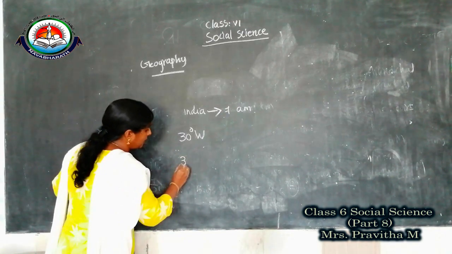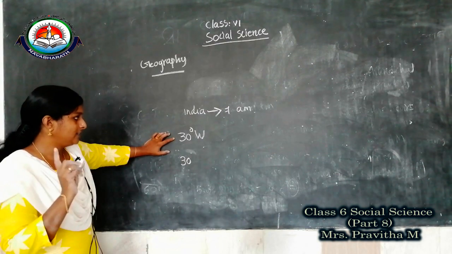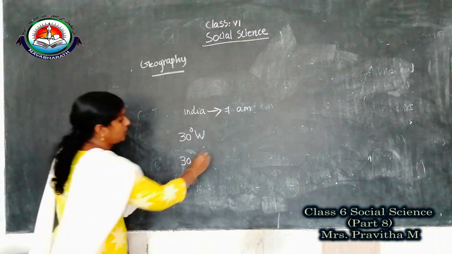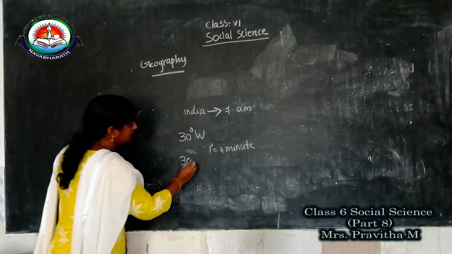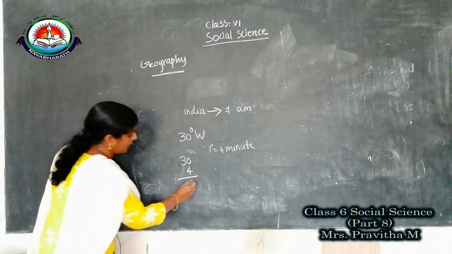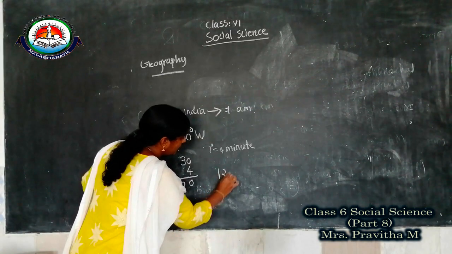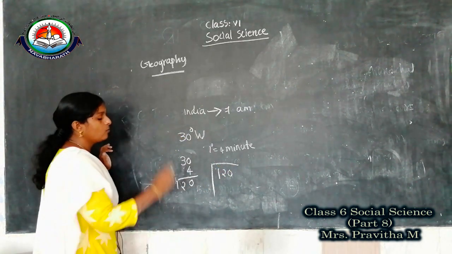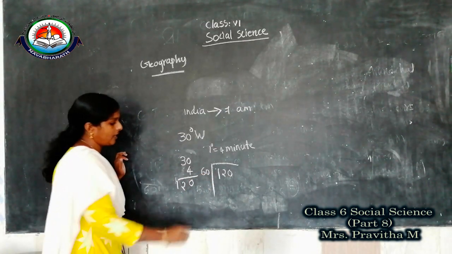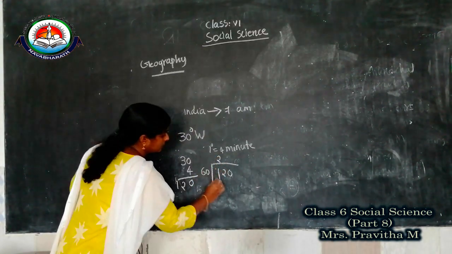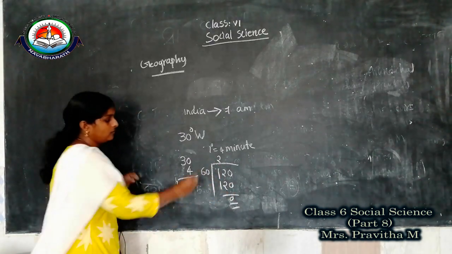For example, 30 degree. You know each 1 degree is equal to 4 minutes. So first we will multiply this 30 degree by 4 minutes. Then you get 120. Then what will we do? We will divide this 120 by 60, because 1 hour equals 60 minutes. Then we will get 2, since 60 times 2 equals 120.